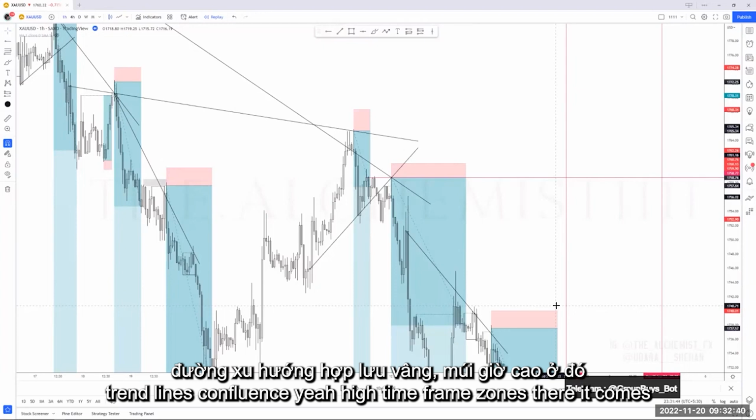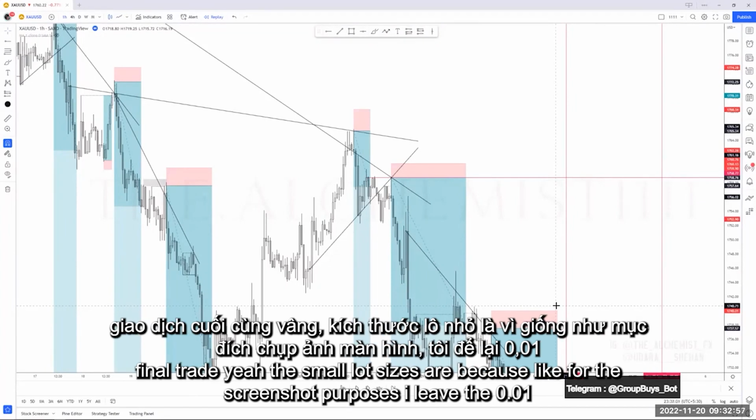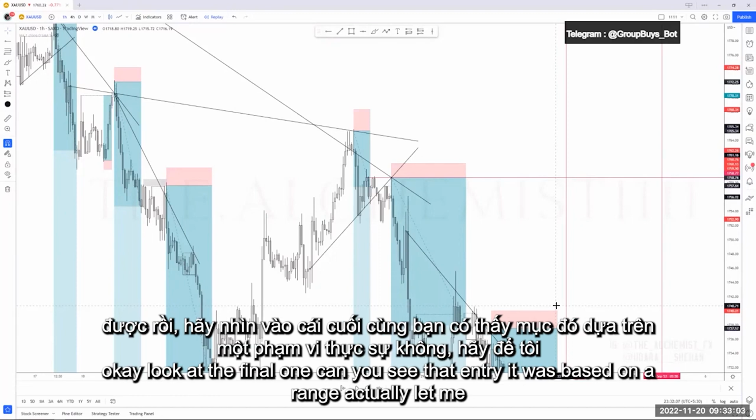Look at that. Trend lines, confluence, high time frame zones. There it comes, see that? Strong highs and that same thing. Let's see if we have more. This was the final trade. The small lot sizes are because, for screenshot purposes, I leave the 0.01. Look at the final one.